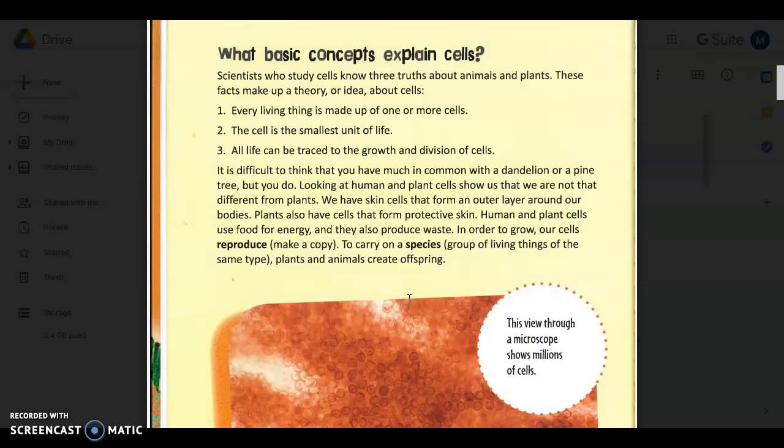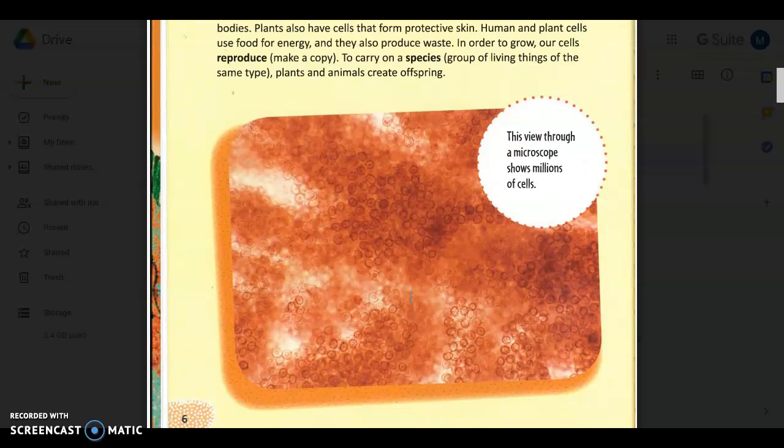So look at the bold-faced words on this page. Each one is followed by information in parentheses. What does that mean? What is the information that's in parentheses? What is it for? And here is a view through a microscope showing millions of cells.